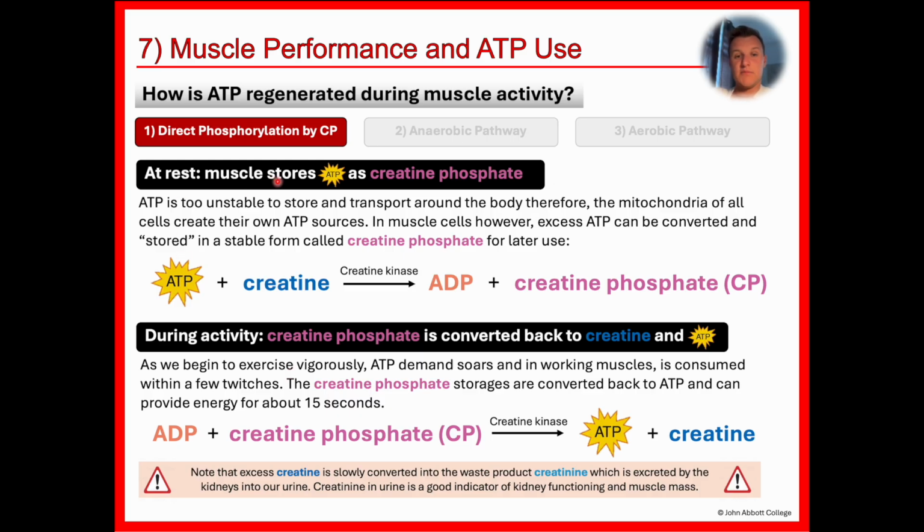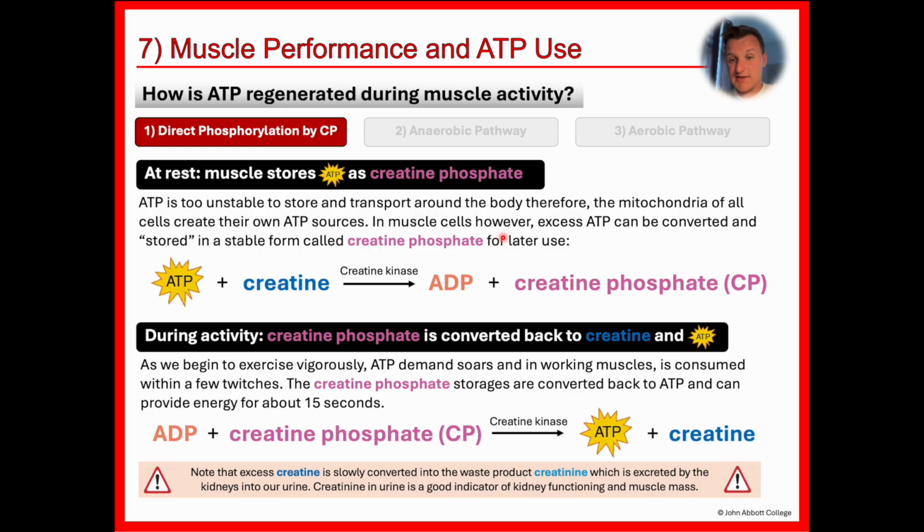At rest, muscles store ATP as creatine phosphate. ATP is too unstable to store and transport around the body. Remember, it has those three phosphates that are negatively charged pushing on each other, right? So it's too unstable to store and to maybe send to the muscles or elsewhere. Therefore, the mitochondria of all cells create their own ATP. Your liver cells make their own ATP. Your brain cells make their own ATP. Your muscle cells make their own ATP. So each cell, if it has mitochondria, has the ability to make ATP.